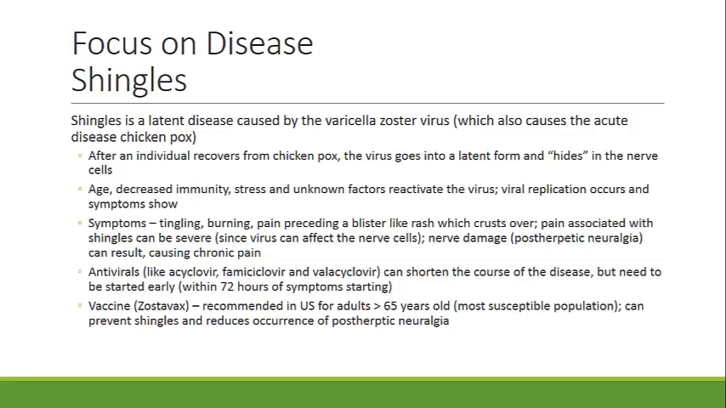To treat this disease, we use antivirals like acyclovir, famciclovir, and valacyclovir. It can shorten the course of the disease, but it has to be started really early, within 72 hours of symptoms, in order for it to be effective. And the antiviral is going to shut down the replication of this particular virus. There is a vaccine that's recommended for adults that are more than 65 years old, which is the most susceptible population for this disease. It can prevent shingles, and it reduces the occurrence of that post-herpetic neuralgia, which can be the cause of chronic pain in someone who's gone through shingles.